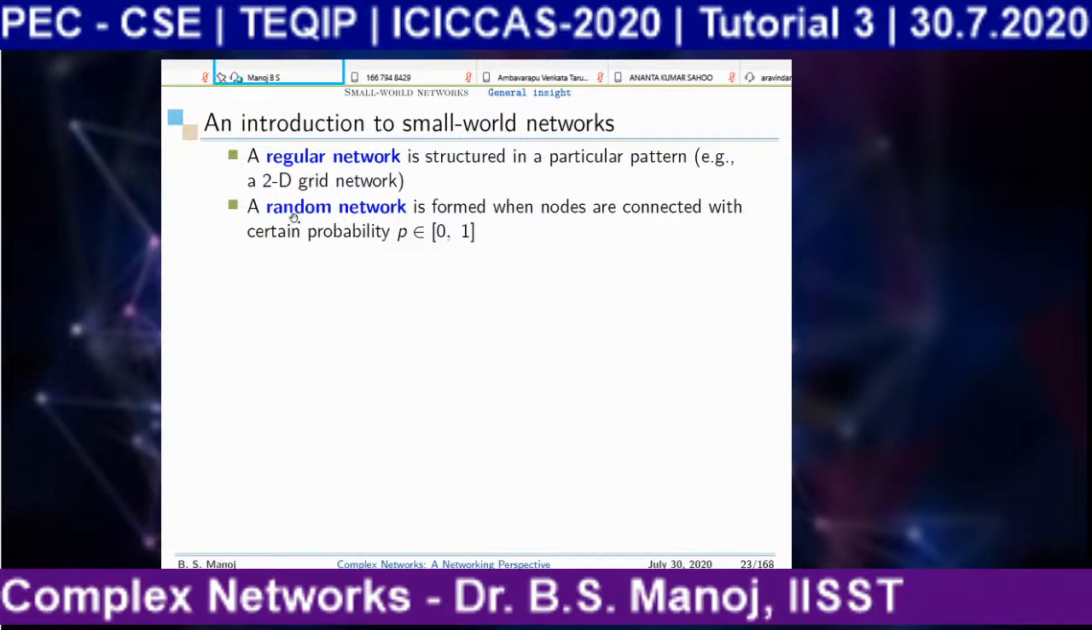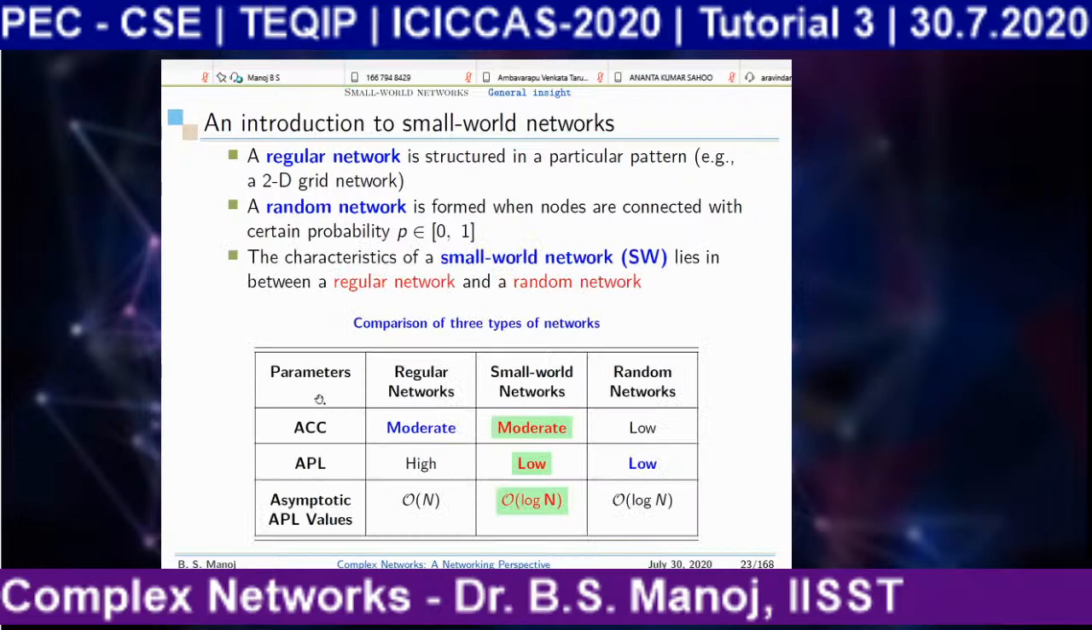As I mentioned earlier, the clustering coefficient varies between 0 and 1. And 1 means your neighborhood is very well connected. 0 means the neighborhood has absolutely no connectivity among themselves except through you. So that way, depending on the exact regularity, you can have moderate connectivity among your neighborhood. Okay, but the problem with the regular network is the average path length is very high.